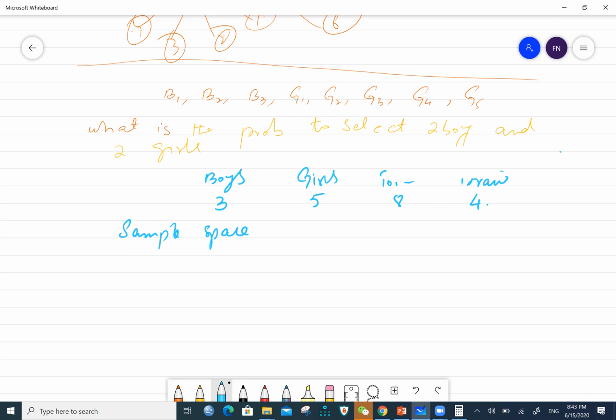So the sample space is how many total people? There are 8 people, and how many are we selecting? We are selecting 4. 8C4. Carolina, what is 8C4?